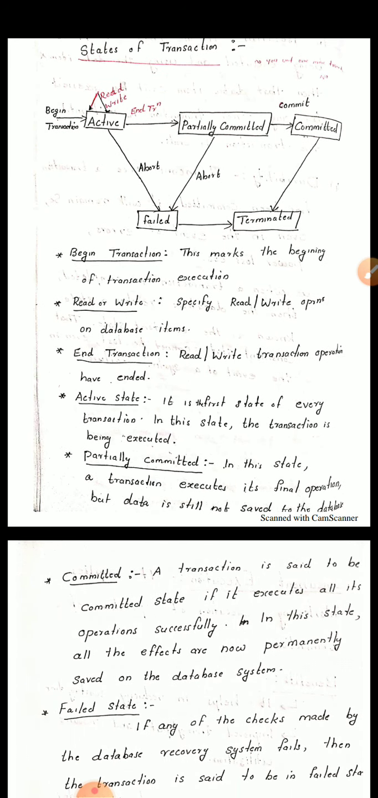Committed: a transaction reaching the committed state is a signal that the transaction has been successfully completed in its entirety and will not be undone. That save must be a permanent save.